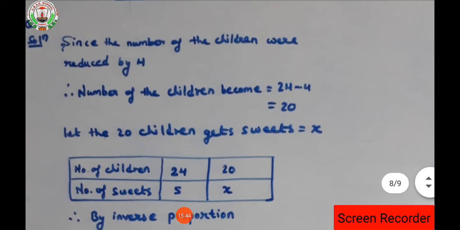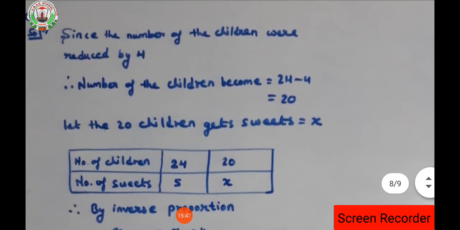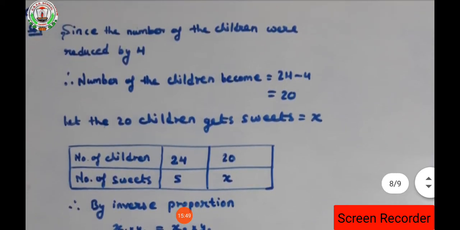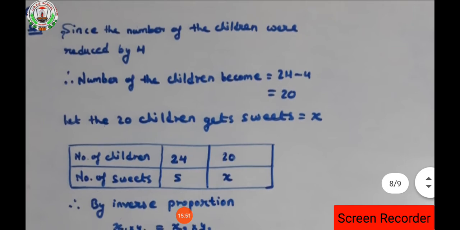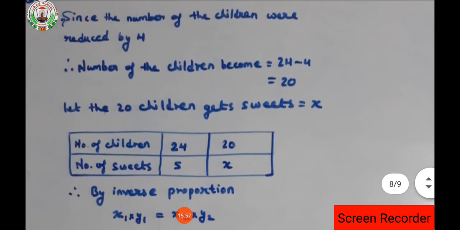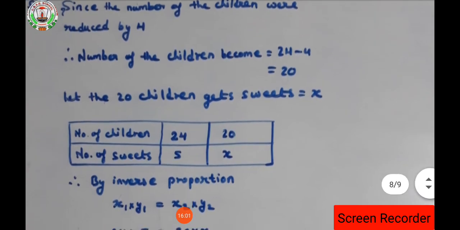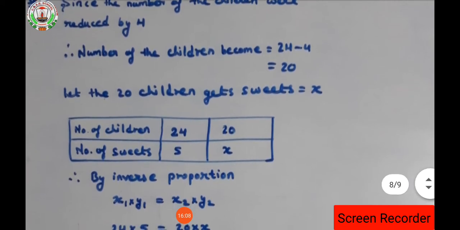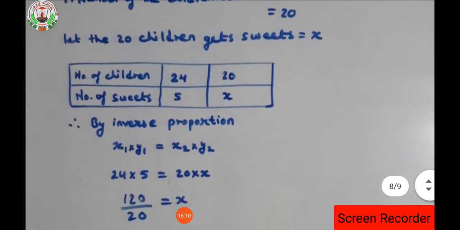Okay. So let the 20 children get x number of sweets each. In tabular form, the number of children is 24, and they get 5 sweets each. If the number of children is 20, then we have to find how many sweets each child will get. By seeing the question, if the number of children increases, the number of sweets will decrease. So it is in the condition of inverse proportion, isn't it?